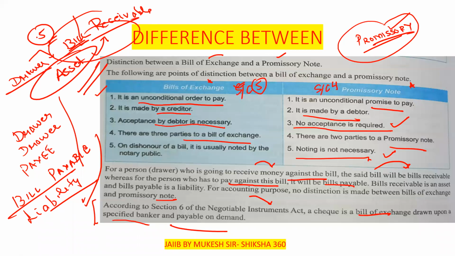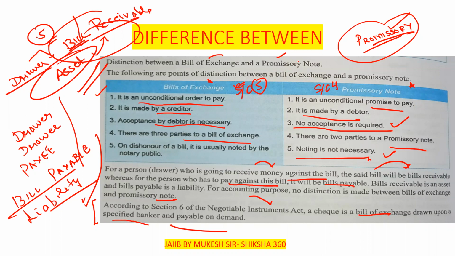A check is drawn on a specified banker. Here the drawee is the banker, who is going to give the money on behalf of the customer. So according to section 6 of the Negotiable Instruments Act, a check is a bill of exchange drawn on a specified banker and payable on demand.